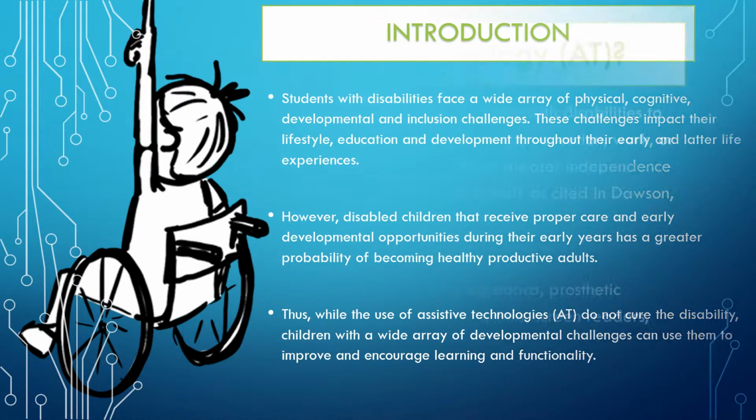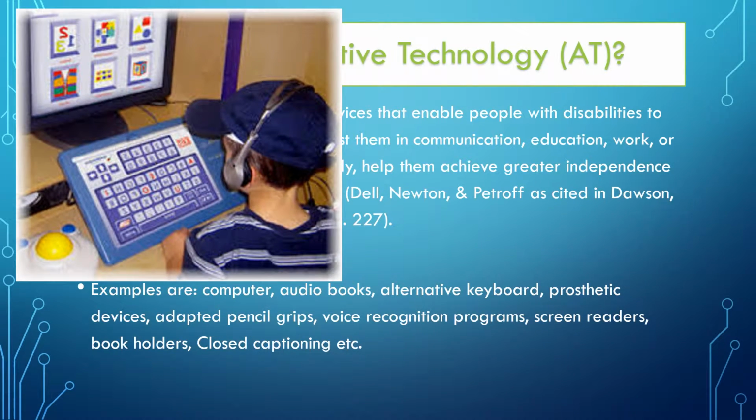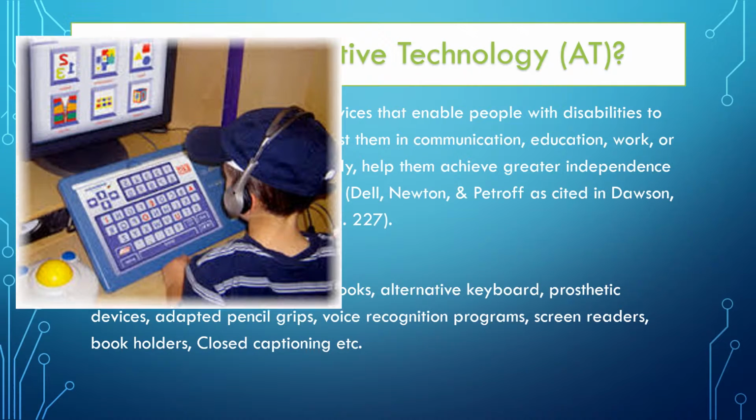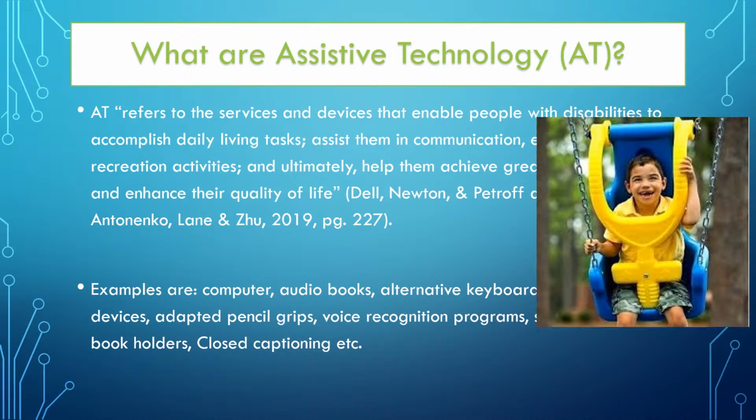Assistive technology is an umbrella term used to refer to devices or programs that allow disabled persons to accomplish daily tasks, interact with their environment, and ultimately achieve greater independence and enhance their quality of life. Some common assistive technologies include computers, audiobooks, alternative keyboards, prosthetic devices, and voice recognition programs.